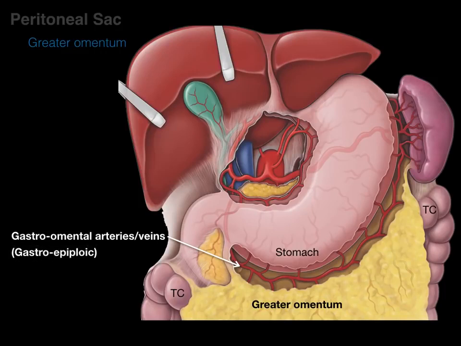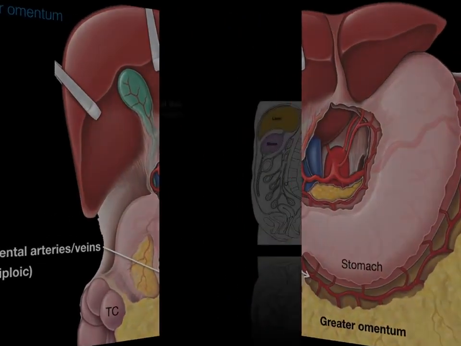And it's also called the gastroepiploic arteries and veins, because this term epiploic or epiploon means to float upon, because the greater omentum, when the anatomists first open up the abdominal cavity, we see this big apron floating upon, or looking like it's floating upon, the intestines. And that's why they call the vessels gastroepiploic. Gastro for stomach, epiploic for omentum.